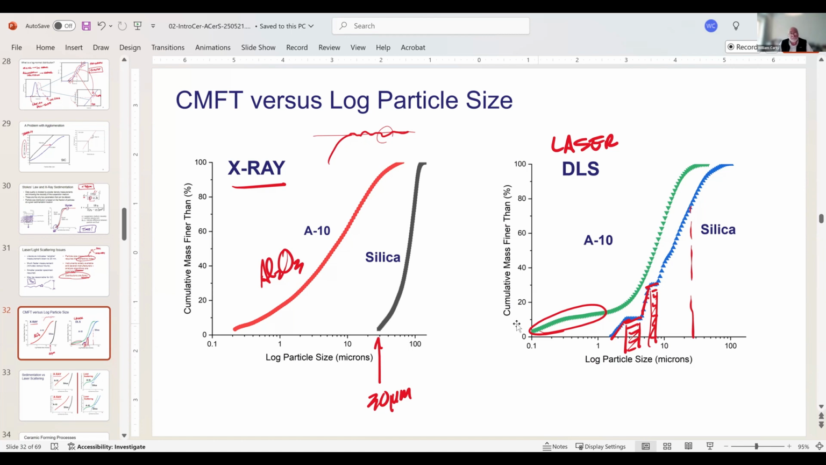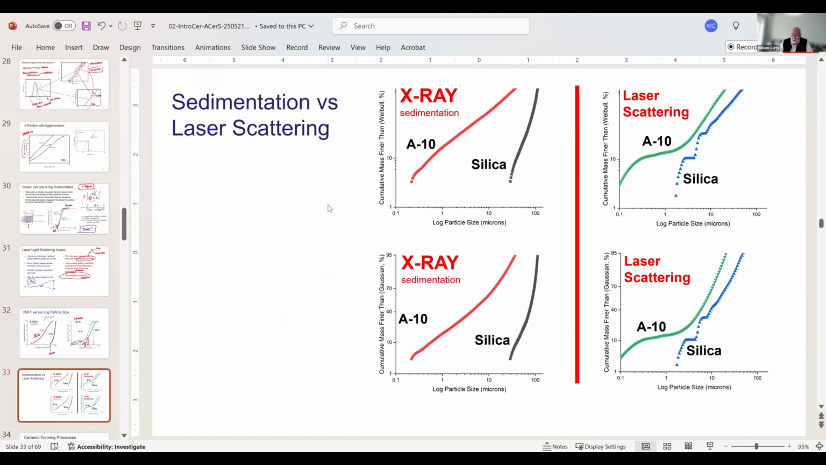Something's not right. And I know what you're going to ask me. It's like, how do you know which one's correct? Well, when we plot the data using a Weibull distribution, which is another statistical analysis technique, I get essentially straight line data from my alumina, and I get straight line data for my silica. This is showing me a bimodal distribution in alumina and a trimodal distribution in my silica from laser scattering.